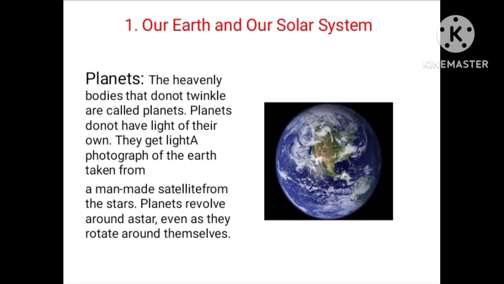Next one is planets. The heavenly bodies that do not twinkle are called planets. Planets do not have light of their own. They get light from the stars. Planets revolve around a star even as they rotate around themselves.